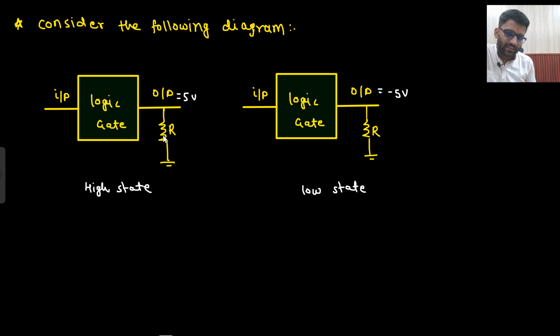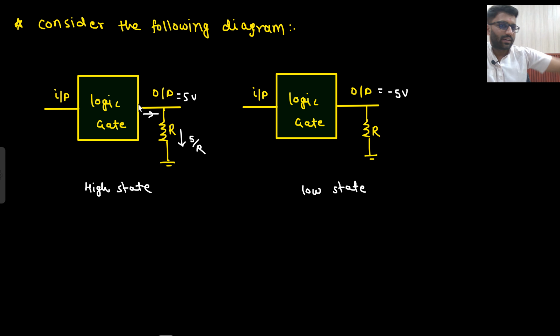If output is high, this resistance is connected at the output node. So this is driving 5 by R current, right? From the output pin, current is getting out. This is known as sourcing the current. If the current is getting out, that is known as sourcing the current.